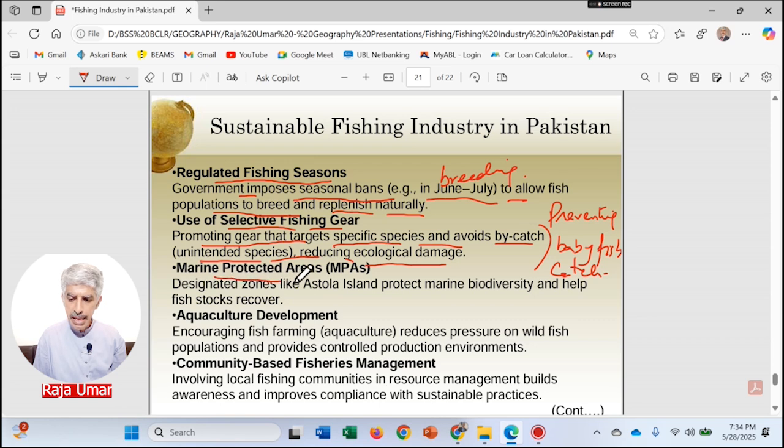Marine protected areas. Designated zones like Astola Island protect marine biodiversity and help fish stocks recover.